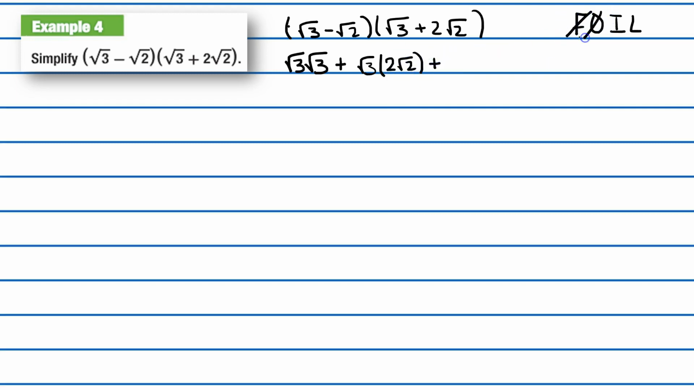Plus inner terms, so negative square root of 2 times square root of 3, plus our last terms, negative square root of 2 times, and our last term here is 2 times the square root of 2.